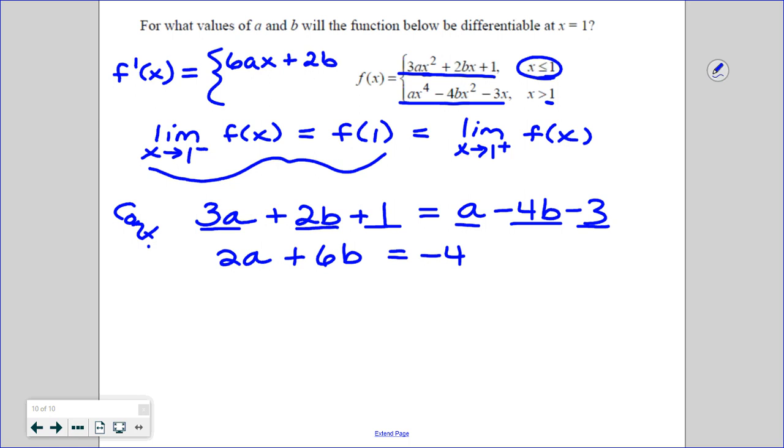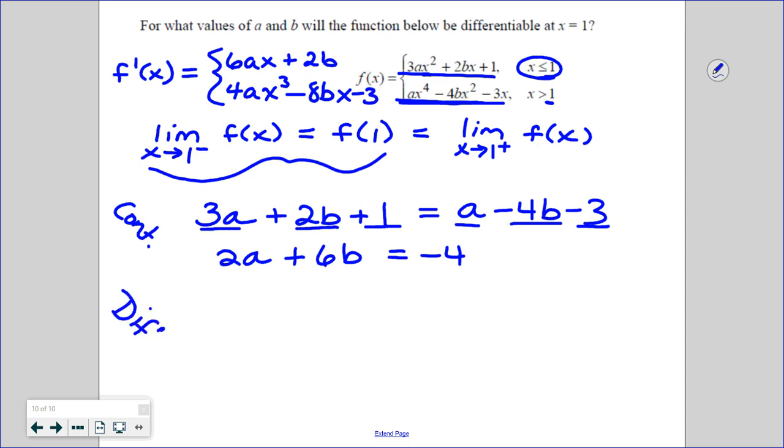Now for my bottom piece, I'm going to find the derivative. Again, using the power rule, I'm going to get 4 times a times x cubed, minus 8 times b times x, minus 3.